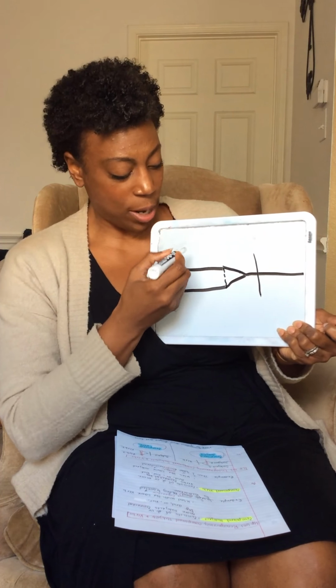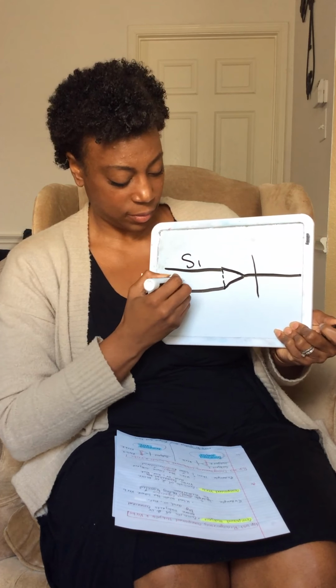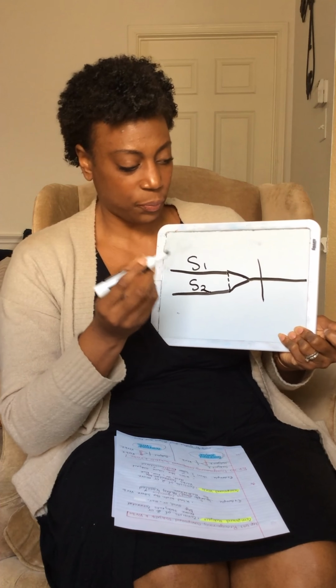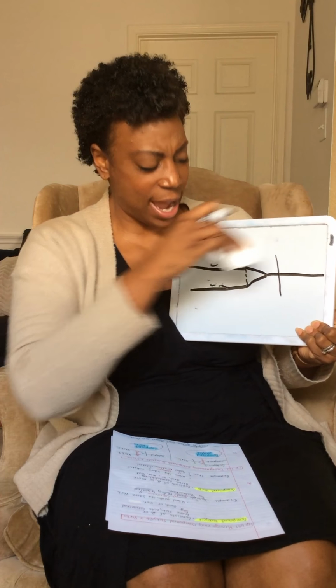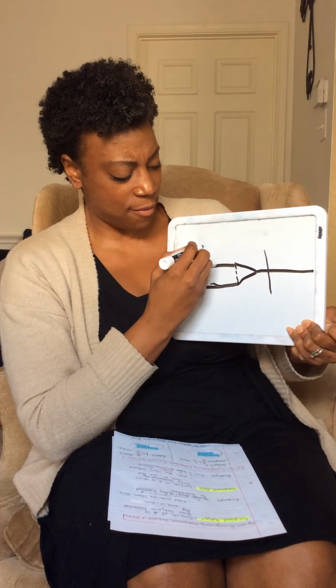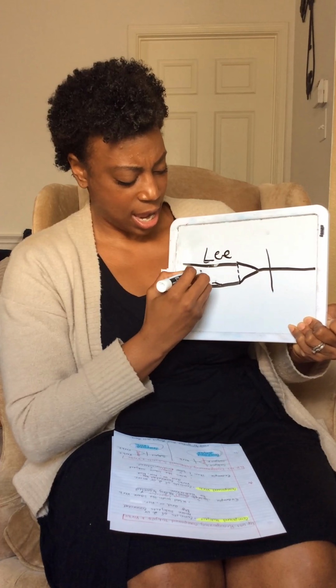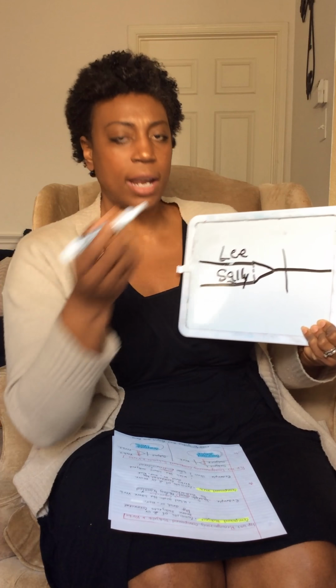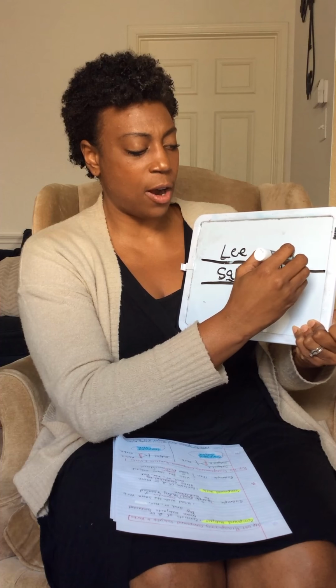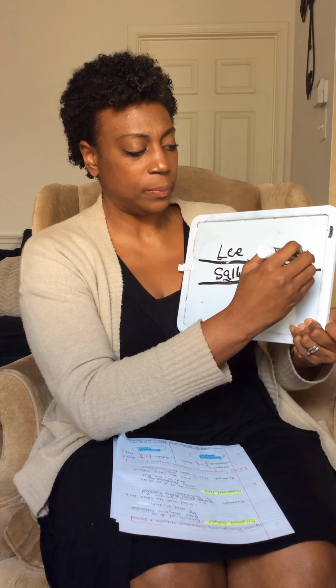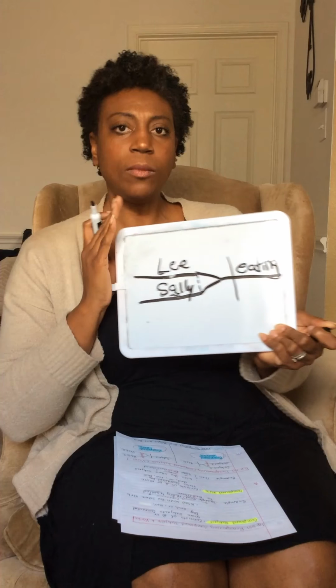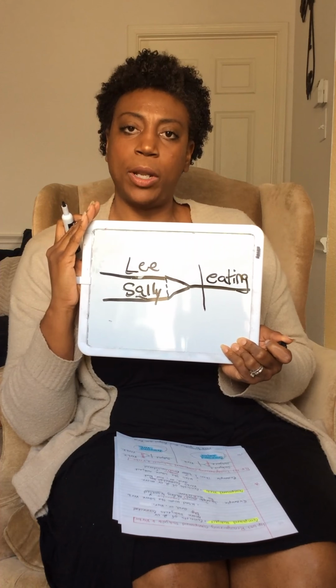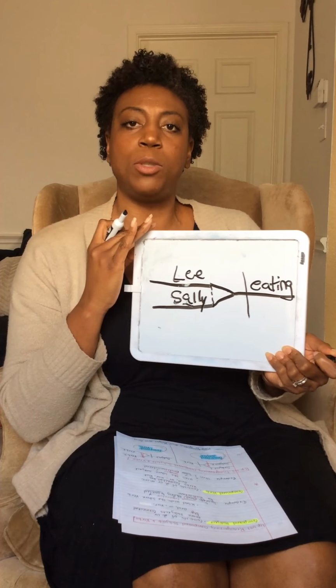So we still have our basic format, but what we do is we have subject 1 and subject 2. I think I named them Lee and Sally, so I'll go ahead and write their names in here. We have Lee and we have Sally, and they are eating the pie. So our verb is still eating. And this is what our diagram would look like for a compound subject.